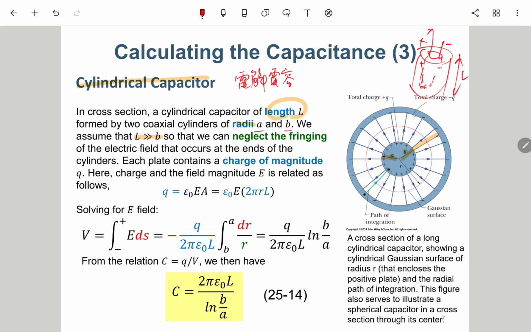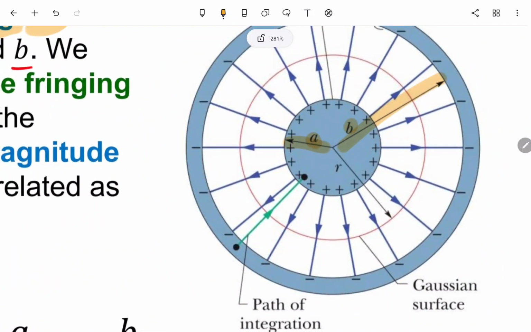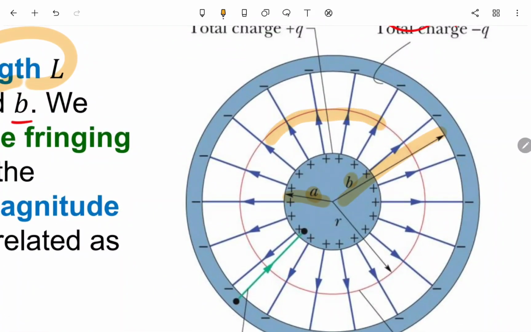So that we can neglect the fringe of the electric field that occurs at the end of the cylinder. Each plate contains a charge of magnitude Q, and the field magnitude E is related as this one. The idea is, of course, we still use the Gauss law. So what is the Gaussian surface? The Gaussian surface is here. This is the Gaussian surface.